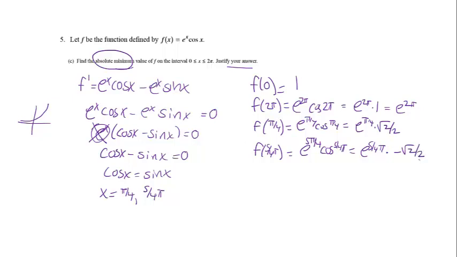And so from here, it asks us for an absolute minimum. So I need to know the minimum value. And I notice the only one that is a negative value is happening at 5/4 pi. So that must be my minimum. So my absolute minimum is equal to negative e to the 5/4 pi times the square root of 2 over 2. So that is my absolute minimum.